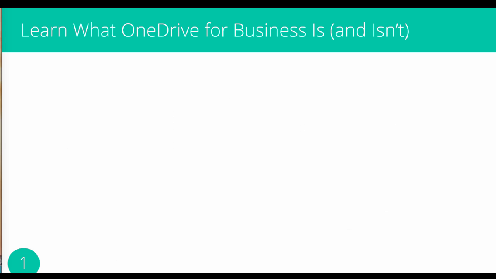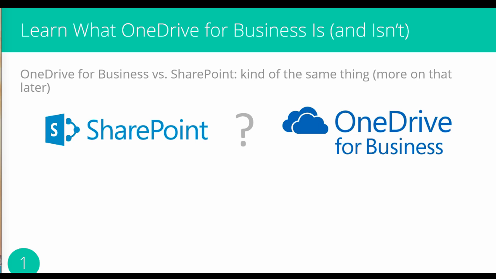And then lastly, we're going to talk about the relationship between OneDrive for Business and SharePoint. And this is what can really trip people up. OneDrive for Business and SharePoint are kind of the same thing, like I say on the screen here. OneDrive for Business is built on top of SharePoint architecture. So we can say that SharePoint is the back end of OneDrive for Business.